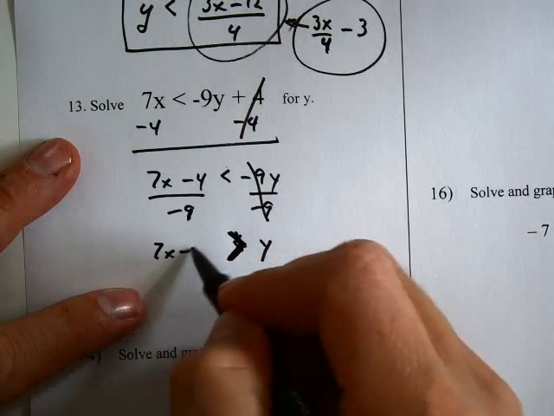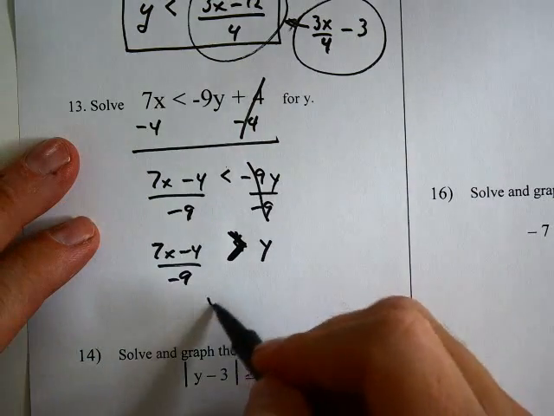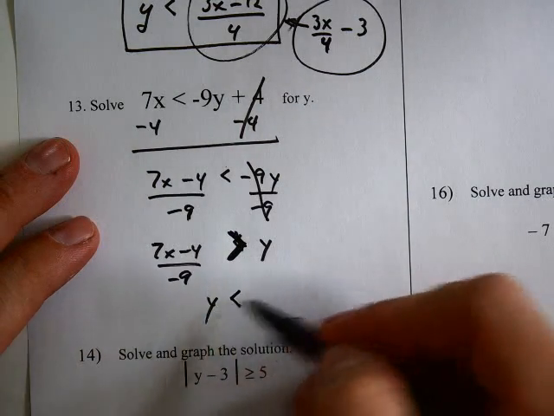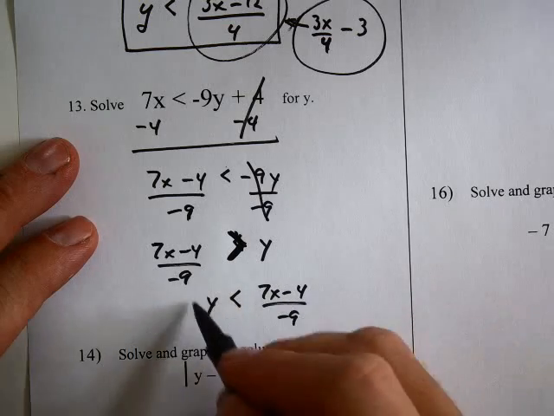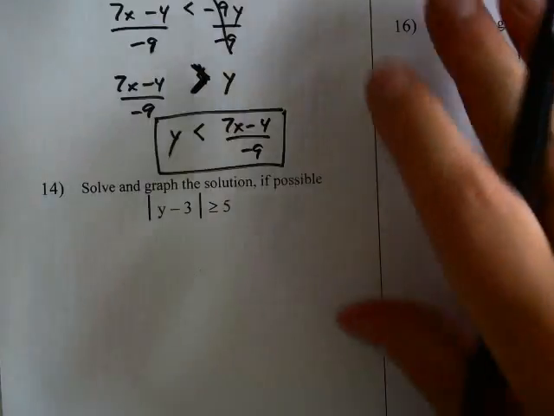And now that's 7x minus 4 over negative 9. I'm going to rewrite it. Y, the inequality is pointing at y, so I point it at y. 7x minus 4 over negative 9. Great. That's 12 and 13.